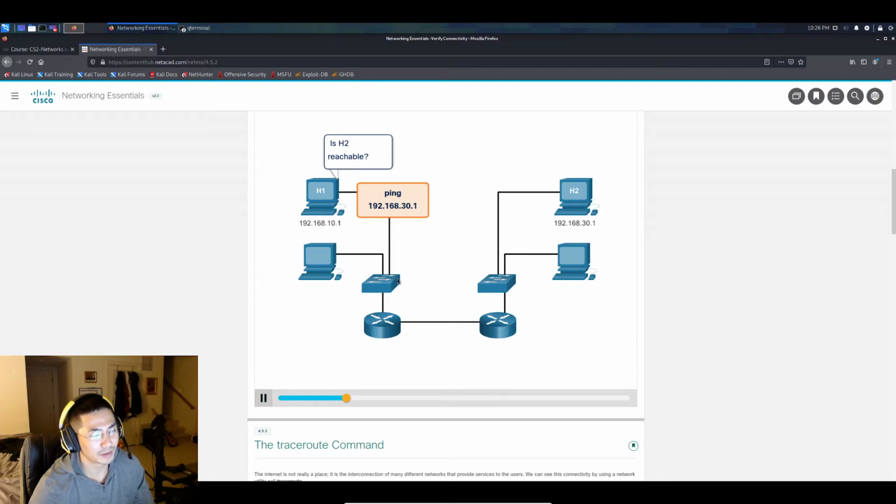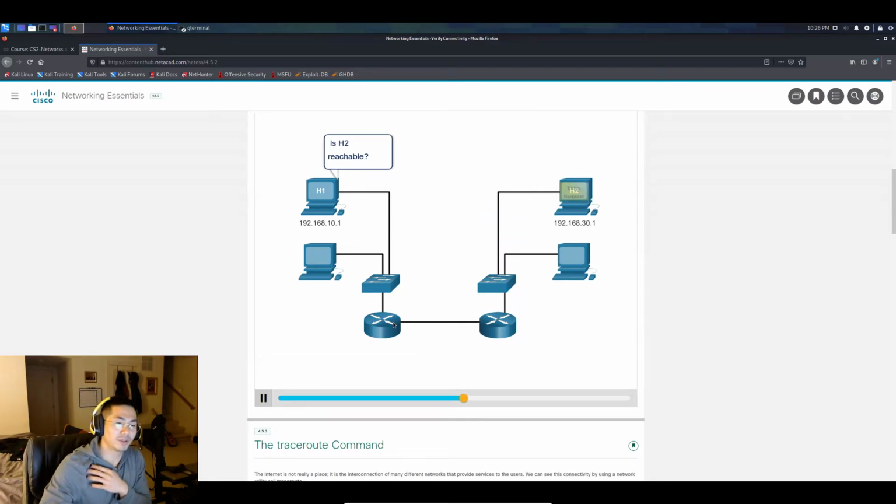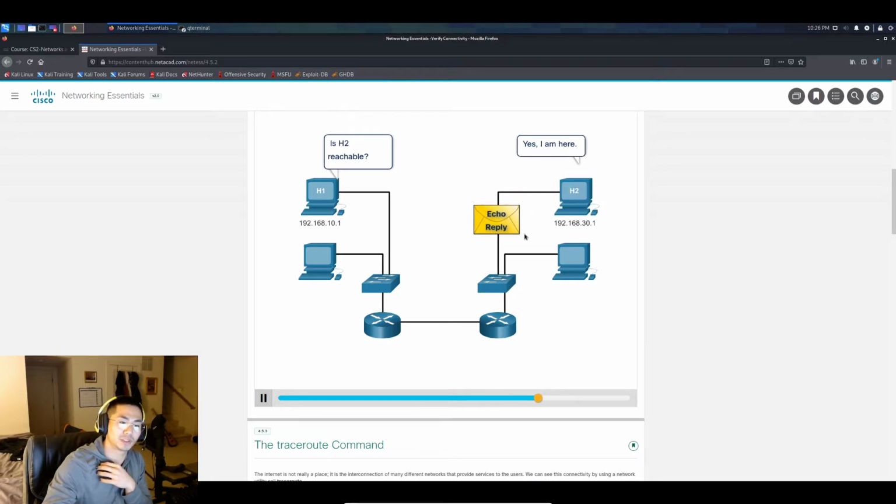And bam, it goes to the switch. The switch realizes, okay, this is not in our network, forwards it to the default gateway, sends it out, and then H2 responds, yes, I'm here, with the ICMP reply message.